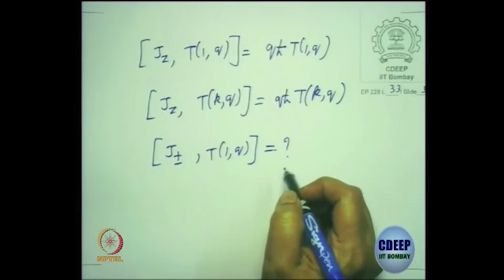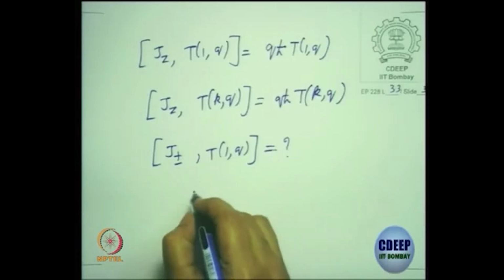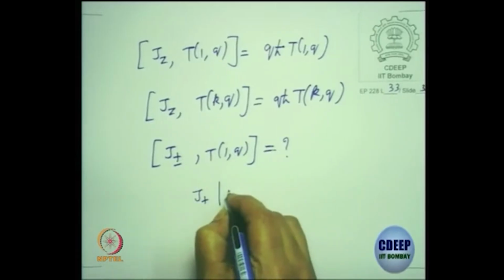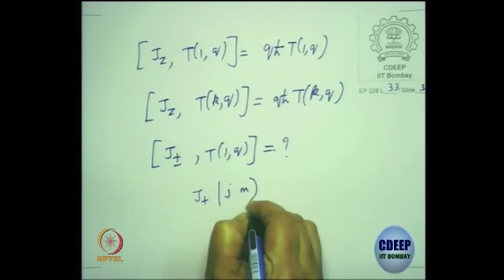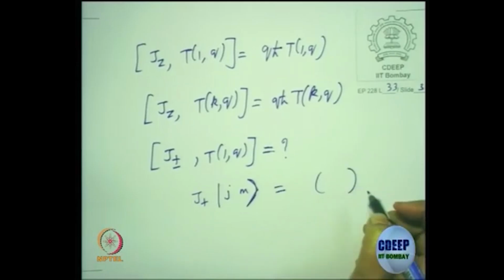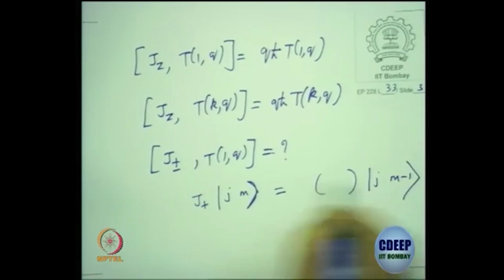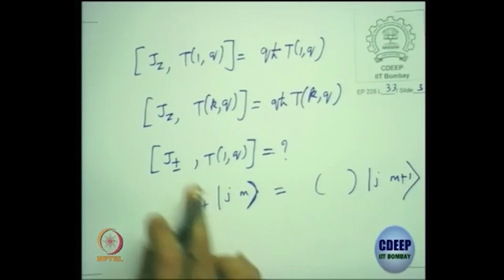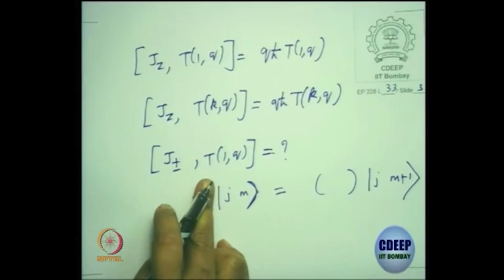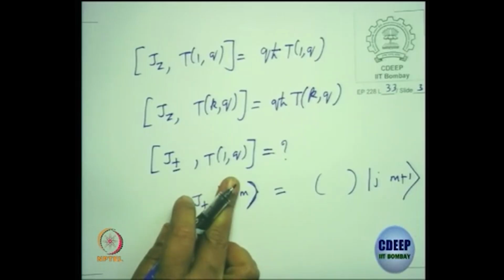Why am I doing this? The reason is that we saw J plus on your JM state was giving you some coefficient on J, M plus 1. I want to see whether the tensor operators also have a similar property. Since you know the position components, can you please verify what you get here?